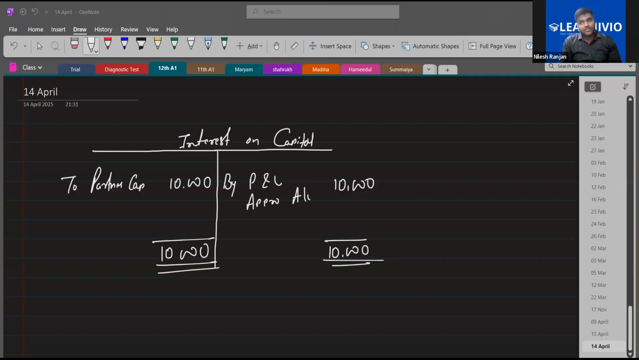Okay. This is the closing entry. If you have studied a subsidiary book or a proper journal part, this is part of the subsidiary book. So we have discussed this topic, and I think you have studied it. Now it is clear.